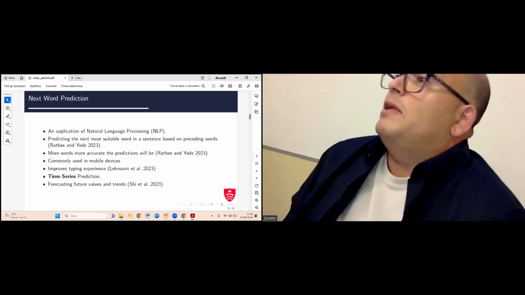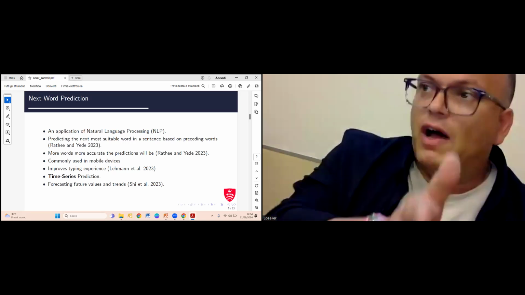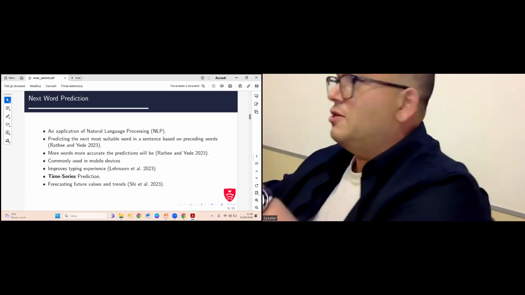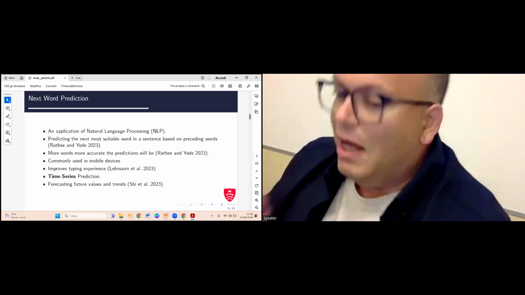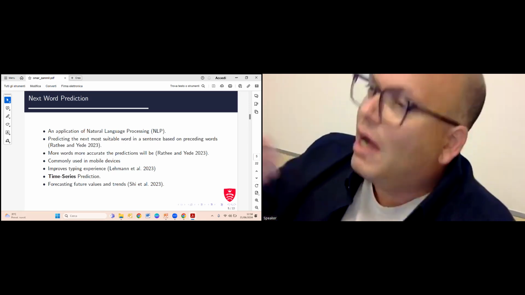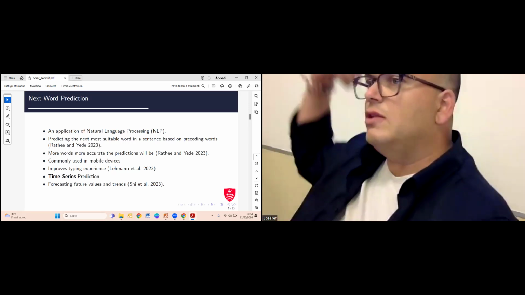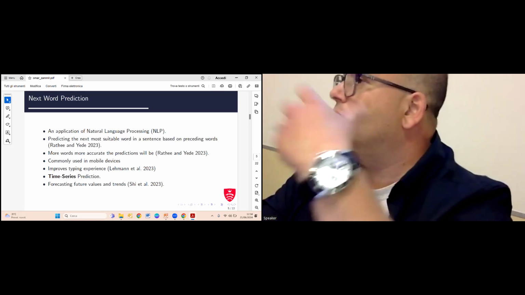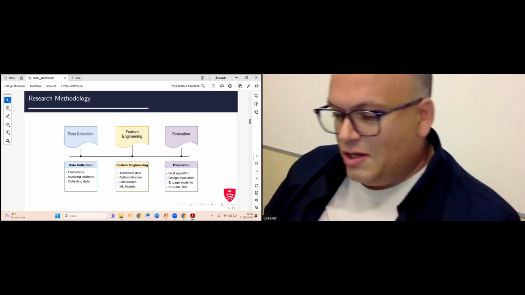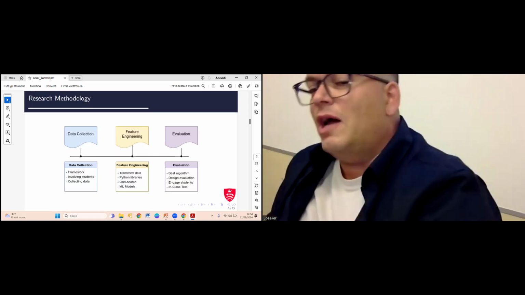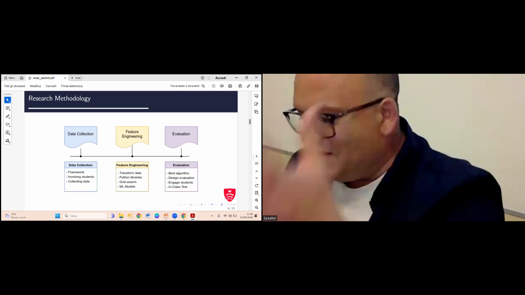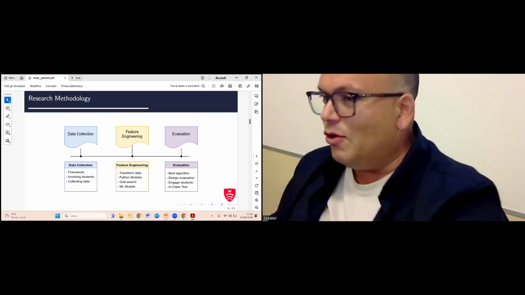The time series prediction is that you divide that into smaller sections, and then try to forecast based on the past actions. So that's what we are actually looking for. This is our research methodology and how we adopted it.